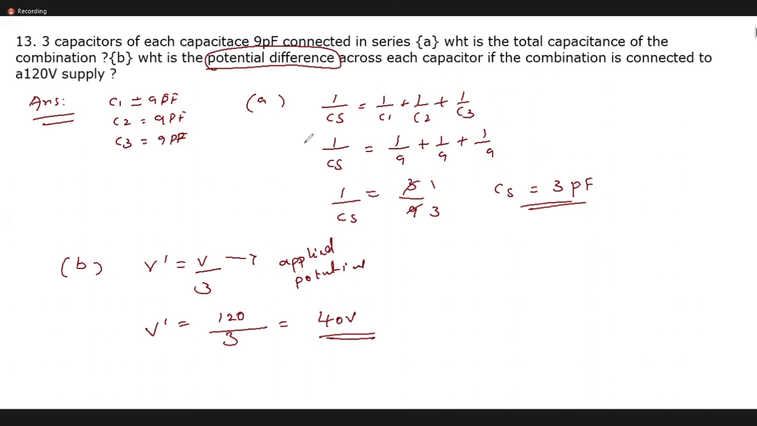Why do you need to find Q? When they are connected in series, the charge is the same. Q is equal to C into V, so V is equal to Q by C. You can do it like that also. All the Qs will be the same because all the capacitances are 9 pF only.